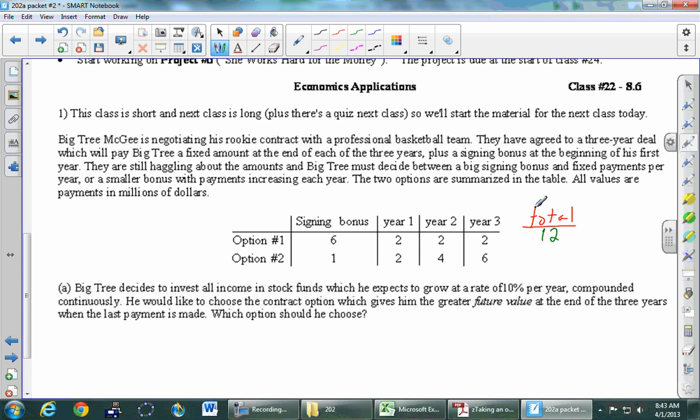And option 2 has a small signing bonus, 1 million, but then the salary increases every year. What's the total value of that one? 13. How come we can't just look at that and say 12 is bigger than 13? Pick option 2.